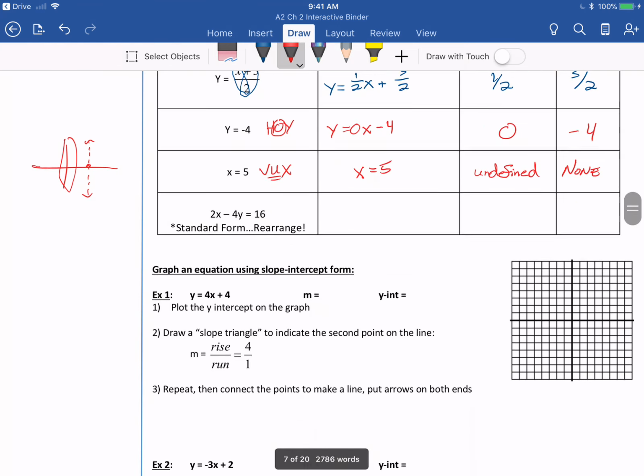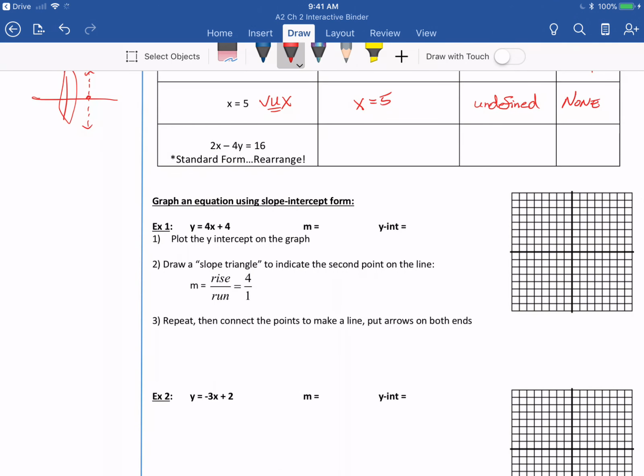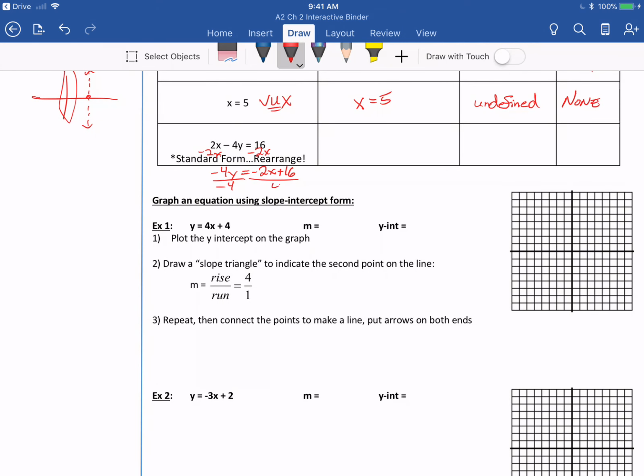Now the next one is 2x minus 4y equals 16. These are the trickier ones that you started to do in Algebra 1. The only tricky part is that it's not in y equals mx plus b, so you've got to get it there. I'm going to subtract 2x from both sides, like we did in chapter 1, so I have -4y equals -2x plus 16. To get y by itself, I divide all parts by -4, so y equals -2 divided by 4, which is positive 1/2 x, and 16 divided by -4 is -4.